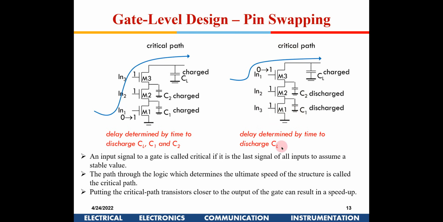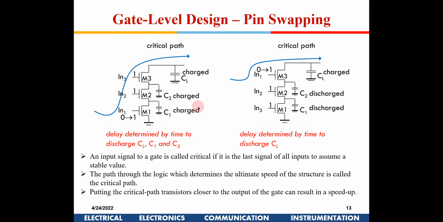So for delay optimization, we keep the gate which has got greater activity as close as possible to the output. Is this statement clear to all of you? This is to keep the delay minimum.